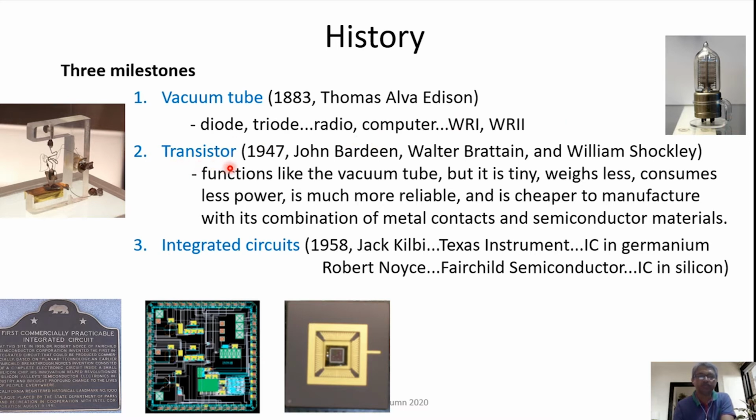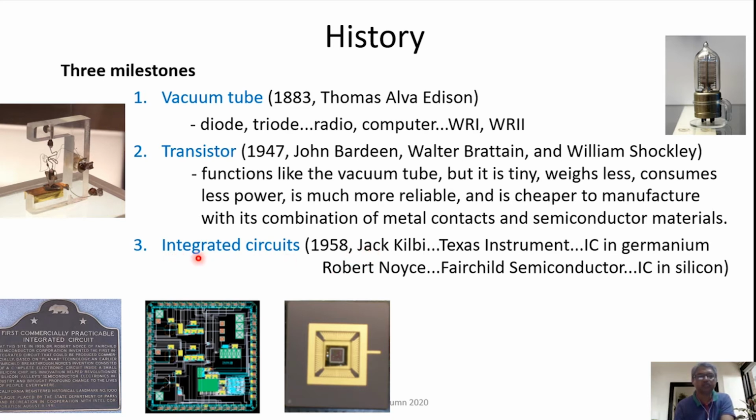Then people managed to discover the transistor around 1947. It was John Bardeen, Walter Brattain, and William Shockley from Bell Lab. They managed to fabricate and develop a very important device known as the bipolar junction transistor. We will learn about the bipolar junction transistor in this course. And then from there, Jack Kilby and Robert Noyce around 1957-58 developed the integrated circuit.